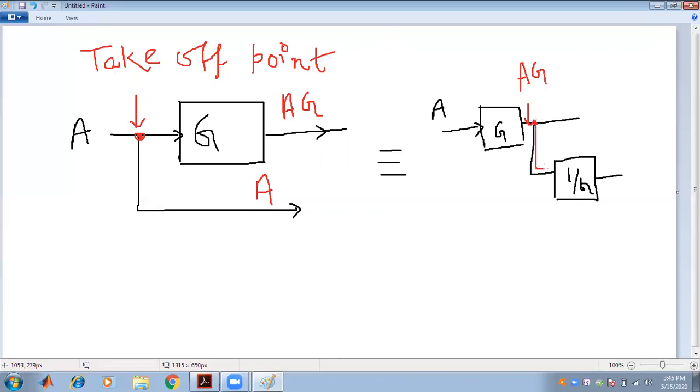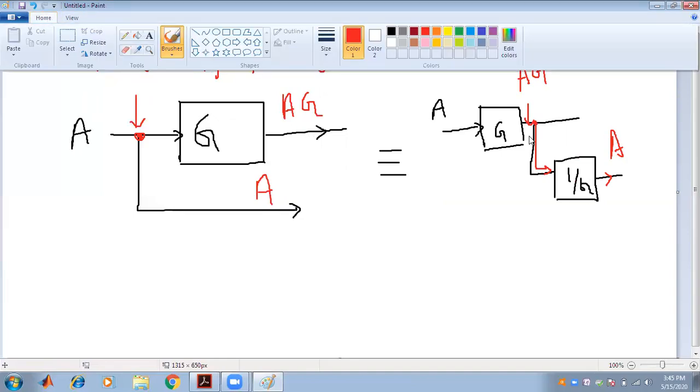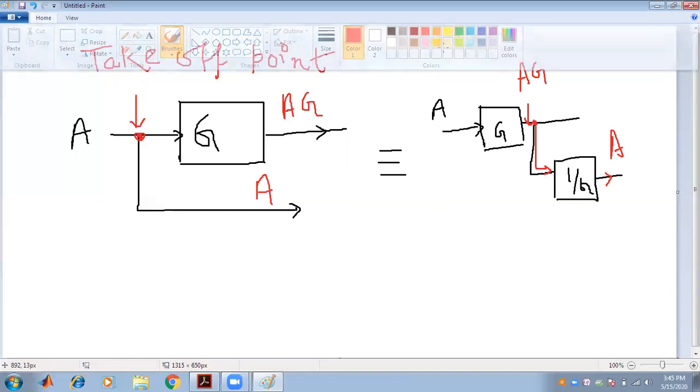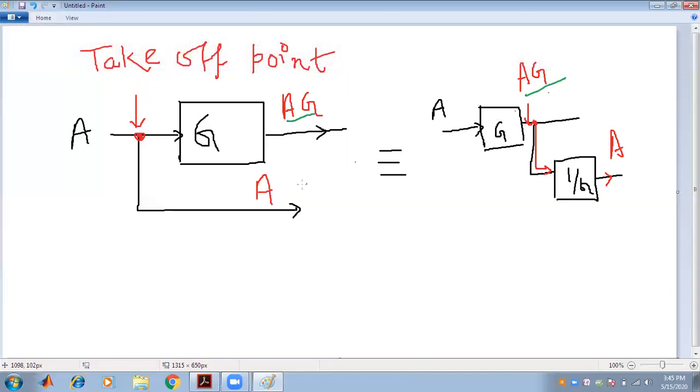This AG is taken here, going there, and it's multiplying with 1 by G. So AG into 1 by G, the output is A. Again I am repeating, this AG is multiplying with 1 by G, AG into 1 by G, the output is A. So it is seen that this one is equivalent to this one, total output. That is why we can do the block reduction technique of that particular block, from this one to this one, or if this one is given, you can convert it into this one. This is a vice versa case.